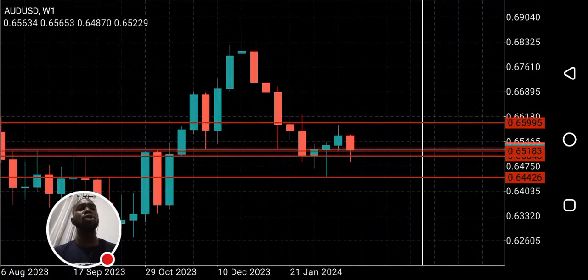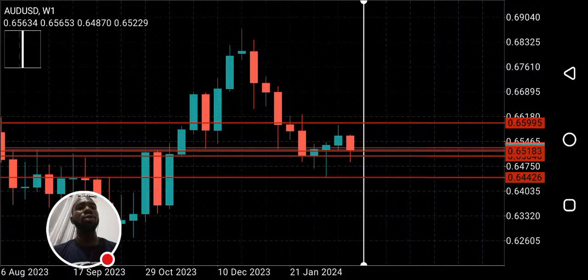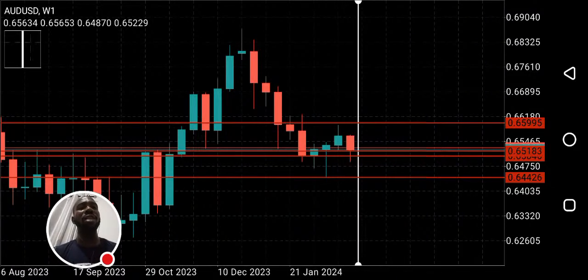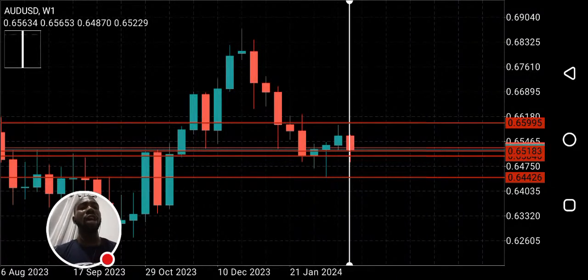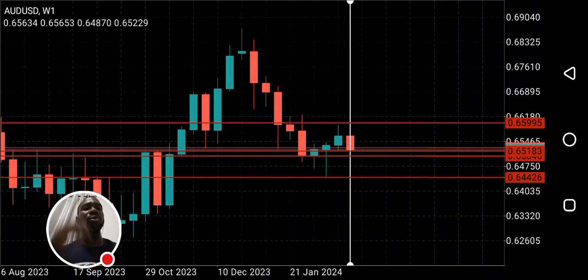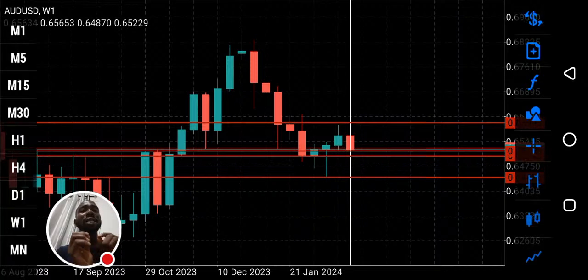So let's go down to daily time frame. After the close of this bearish candle, this weak candle, let's go down to daily time frame. On daily time frame, we also want to identify a bullish reversal pattern, right? If we can identify a bullish reversal pattern on the daily time frame, that confirms the trend to be bullish. Okay, so let's go down to daily time frame.